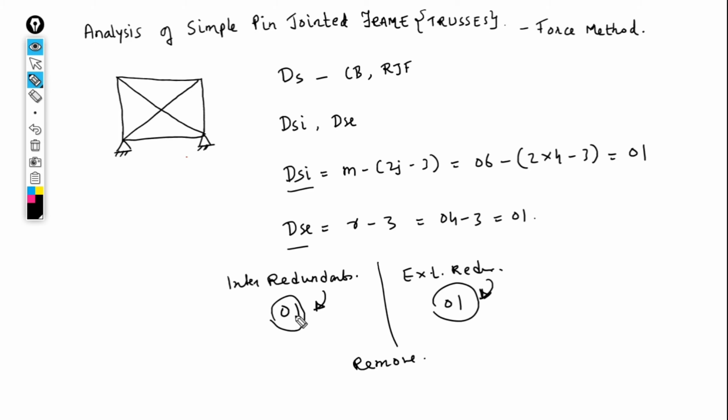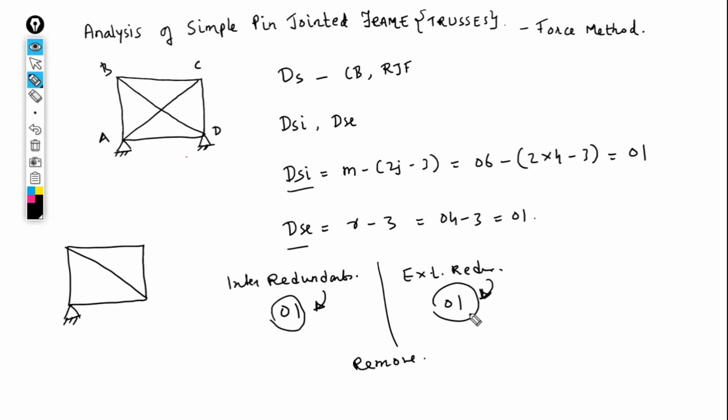Internal redundant deals with the members. So you have only 1 internal redundant. It means that you have to identify any one member as a redundant and remove it. I will name the joints A, B, C, D. I will identify AC as a redundant and remove it. So when you remove it, you have to show it like this. You are removing AC. You have identified member AC as a redundant and removed it.